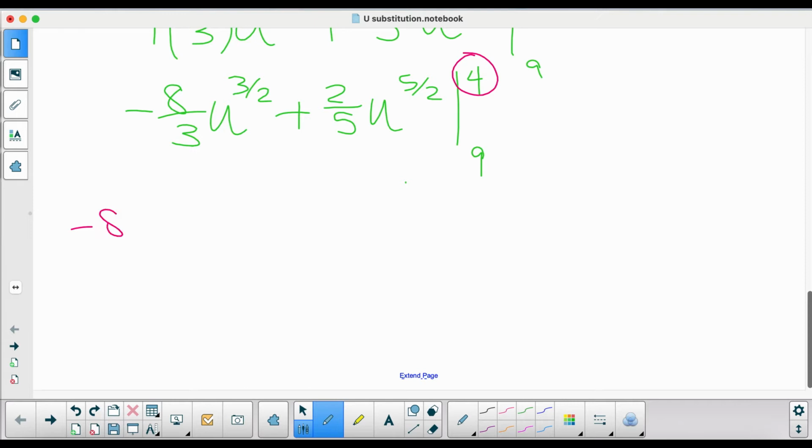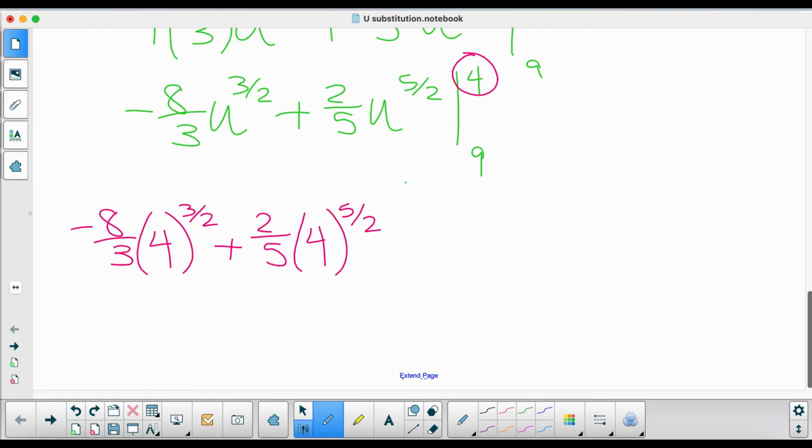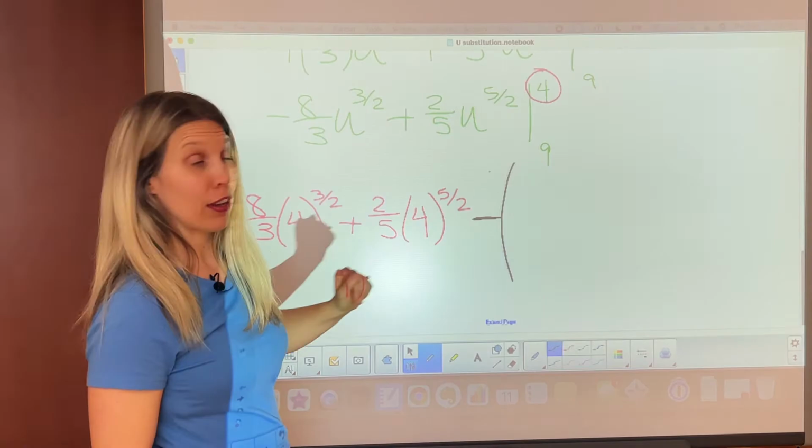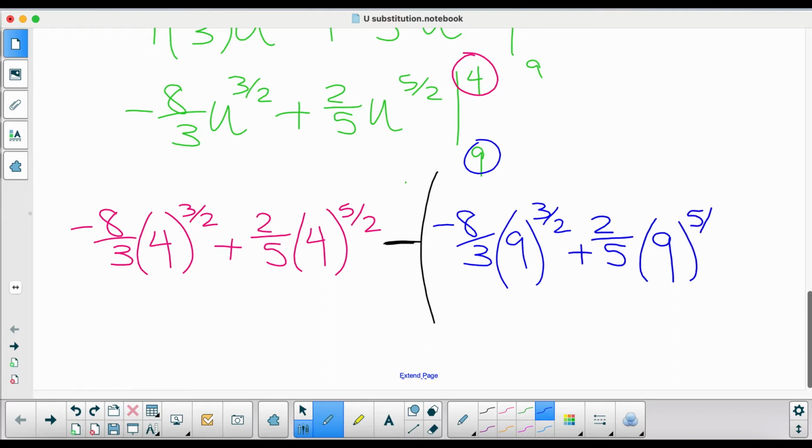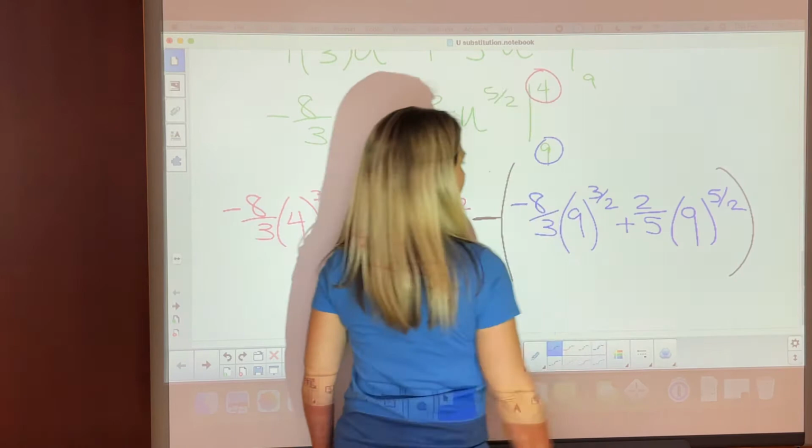So we have negative 8/3, 4 to the 3/2, plus 2/5, 4 to the 5/2. And then minus, now we do f of a. I'm going to do f of a in blue. So negative 8/3, 9 to the 3/2, plus 2/5, 9 to the 5/2. And then I'll end that parenthesis there.